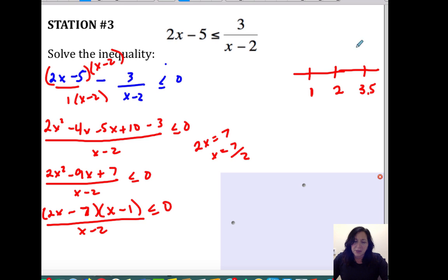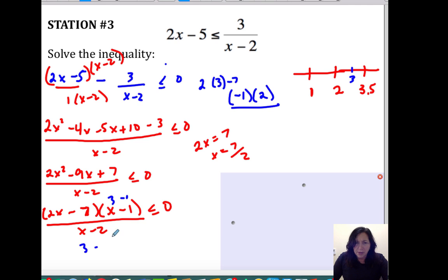I need to pick a number in between here, and I'm going to choose 3. So choosing the whole number 3, okay? I need to plug that into my equation. And so I'm going to get 2 times 3 minus 7. What is that? 6. 6 minus 7 is negative 1, times 3. So I'm plugging it down here. 3 minus 1 is 2, so times 2, over 3 minus 2, which is 1. So this is going to be negative 2.